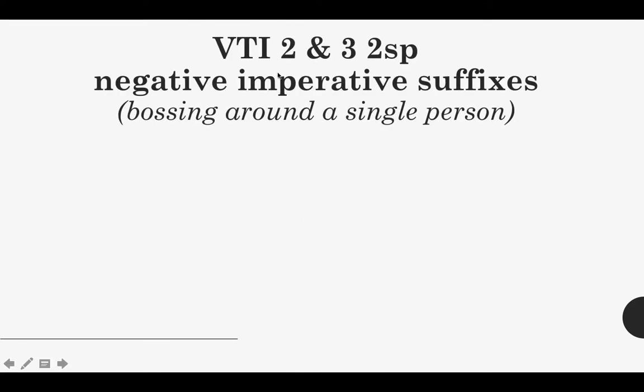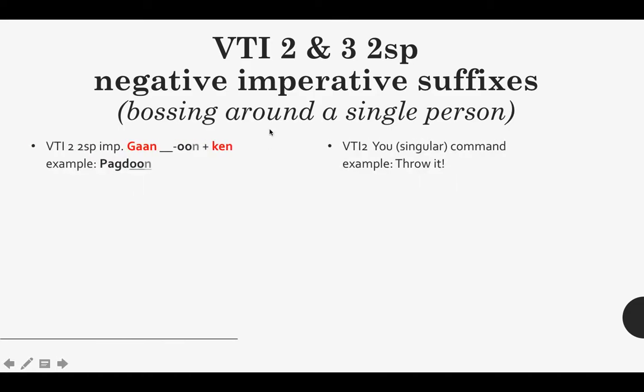Moving on to our VTI 2 and 3 words. So this time we are getting rid of that N sound. It's gray, and we're replacing it with ken. So our goal translation is don't throw the ball. So how would we tell someone don't throw the ball? I'll give you a second to formulate your translation.